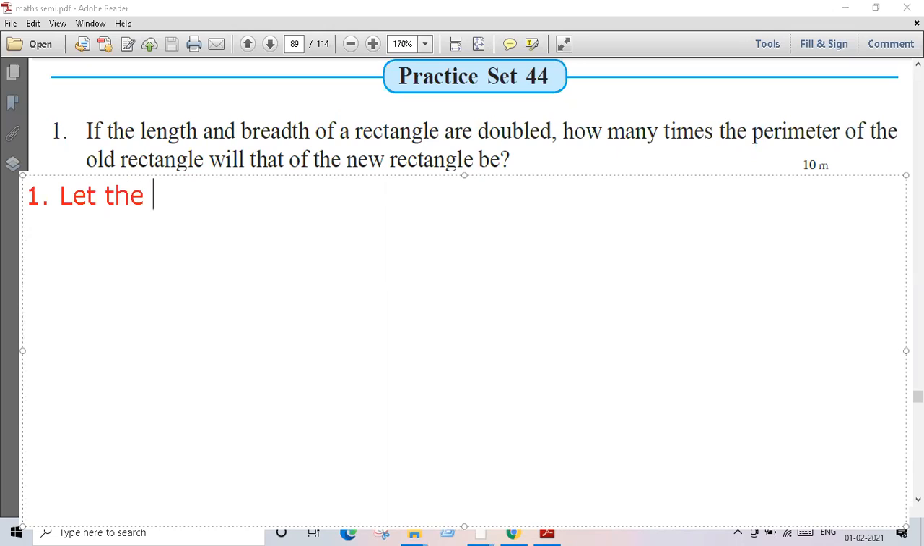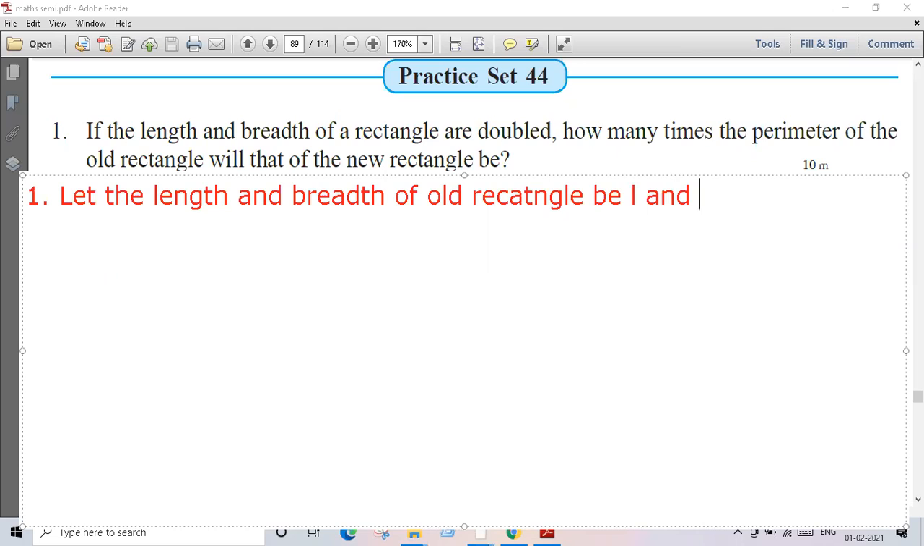Let the length and breadth of the old rectangle be L and B respectively. This L and B आपण italic मध्ये ठेवूया.